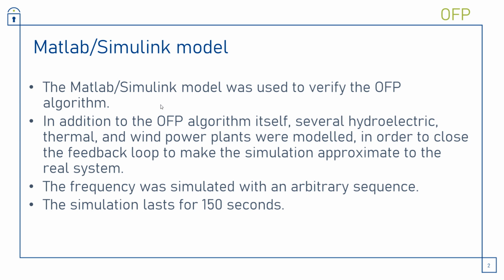The model is based on simplified models of power plants with initial inputs which are aligned with real power plants in the electrical power system of Serbia. The model is created to make the simulation as close to the real system as possible. The frequency was simulated with a calculated sequence, and the simulation in the program lasts for 150 seconds for each test, and the sample time is set to 2 seconds.